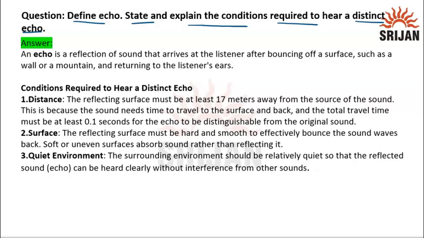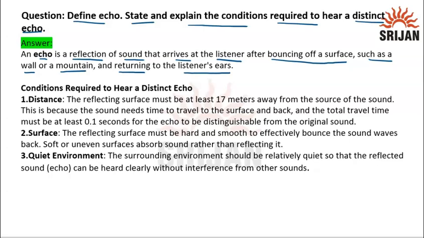So, what is an echo? An echo is a reflection of a sound that arrives at the listener after bouncing off a surface. We know that sound shows the laws of reflection. Sound shows the bouncing off property. Due to reflection, it arrives back to the listener, and that is called the echo. A wall or a mountain is called a reflective obstacle, from the surface of which the sound reflects back, returning to the listener's ear.